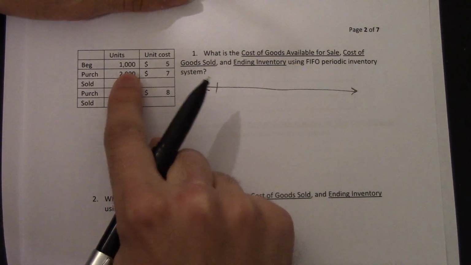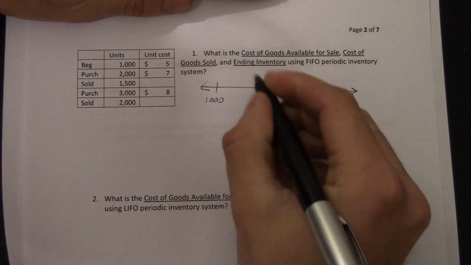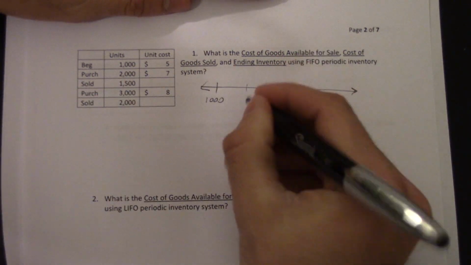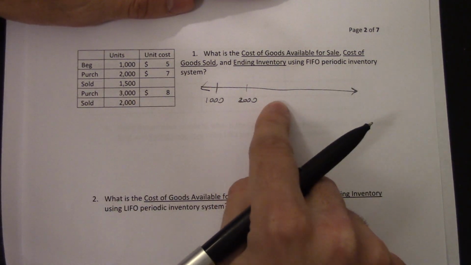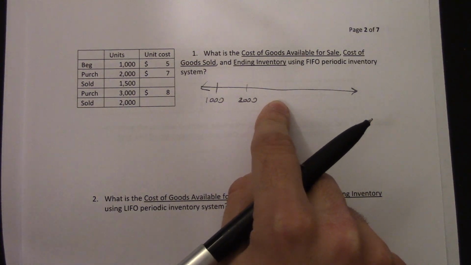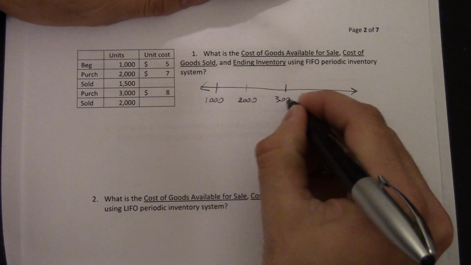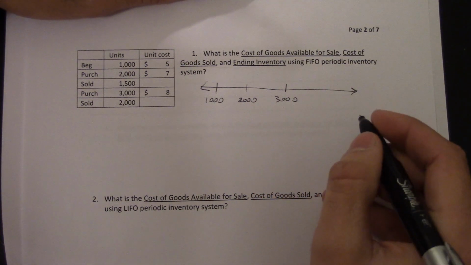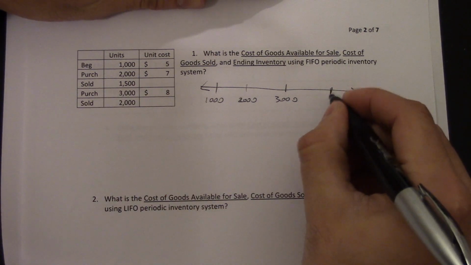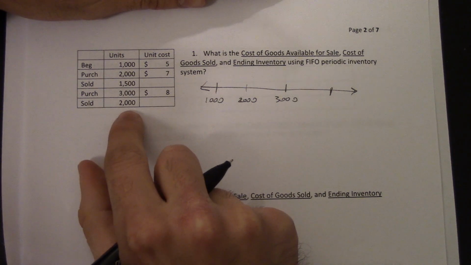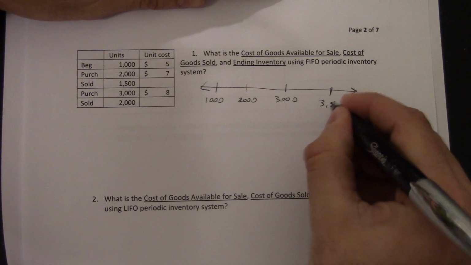First, we started off with 1,000 units at $5 per unit for costs. Then we purchased 2,000 units. We sold 1,500 units, but again, we're doing a periodic inventory system, so we'll save that for the end. We'll skip that. We purchased 3,000 more units at a cost of $8 each. And that's all the purchases we made. So here's our sale. We sold 1,500 and 2,000. So that's a combination of 3,500 sold.